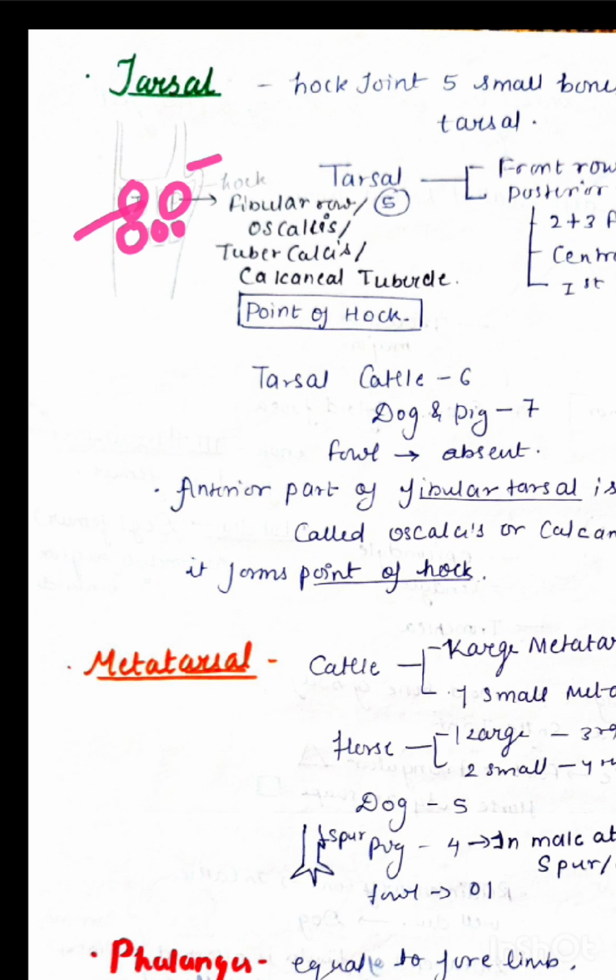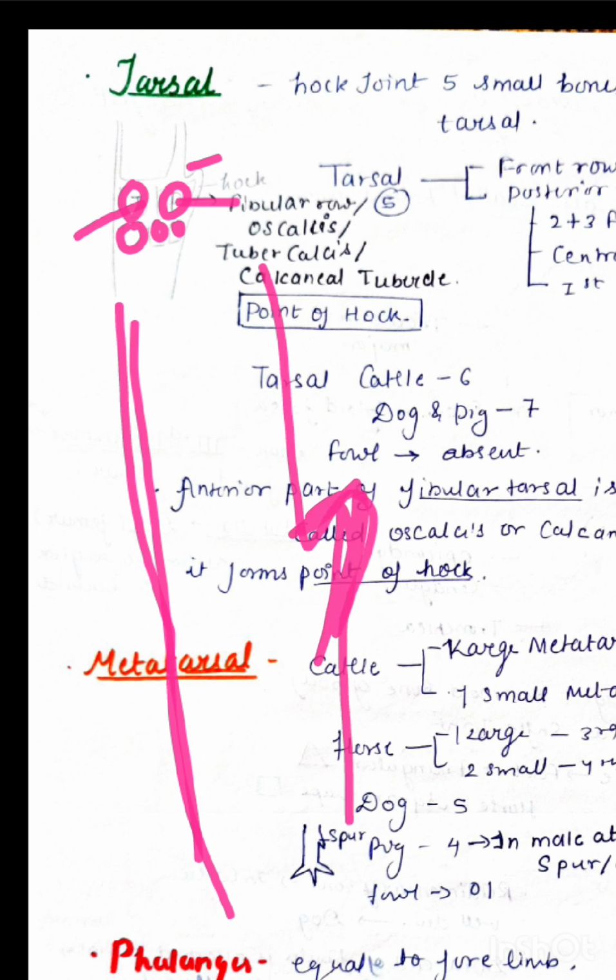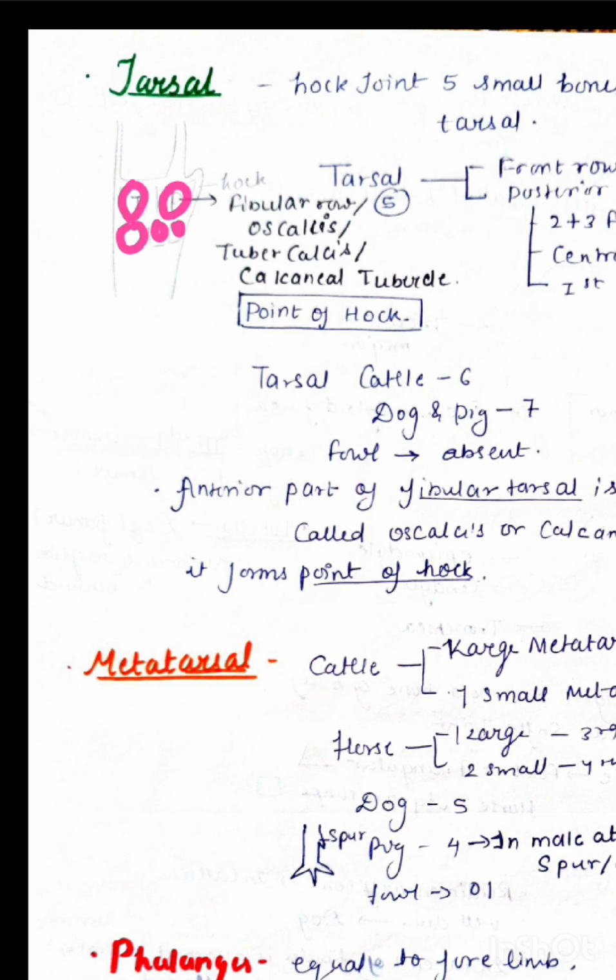This is the hock, and this is the fibular tarsal or os calcis or tuber calcanei or calcaneal tubercle. It is also known as the point of hock. As you can see, this is how an animal's limb looks. So this part, which is proximal, is known as the point of hock.